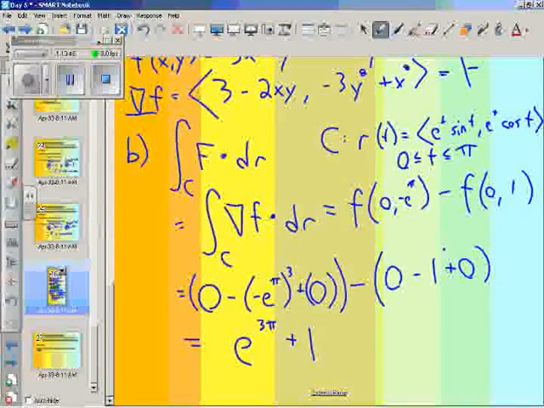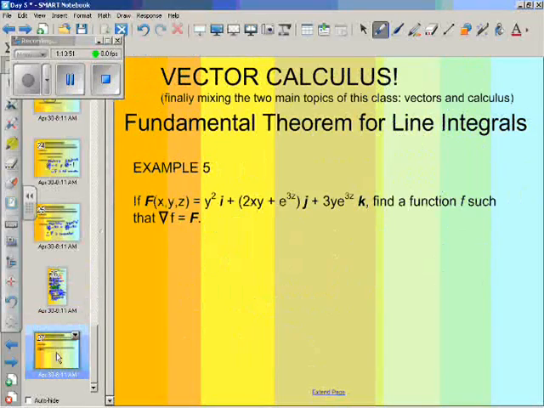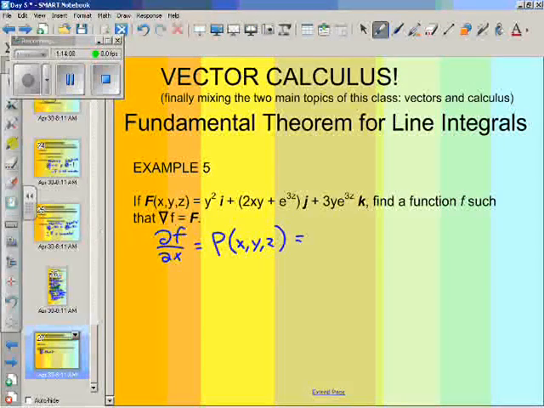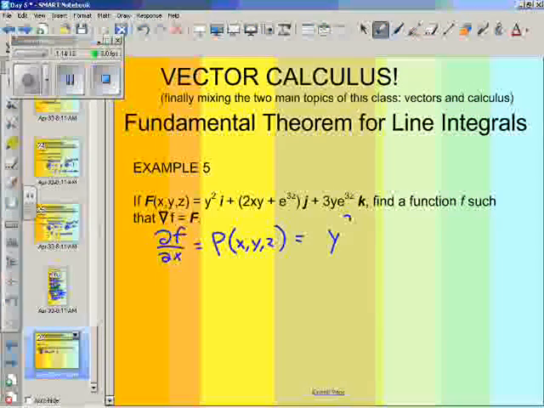Okay, I'm going to go through one more example. It's kind of the same thing, but now let's look at it in 3 dimensions instead of 2. Okay, so here we have the f dx. That's going to be our P of x, y, z, and it looks like that's our i component. So that's just y squared.